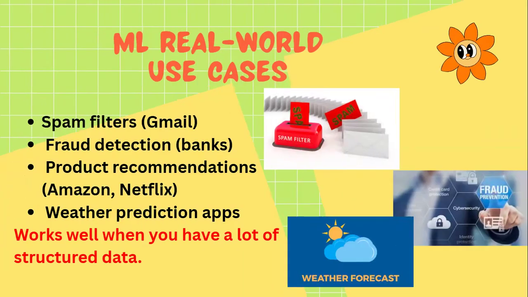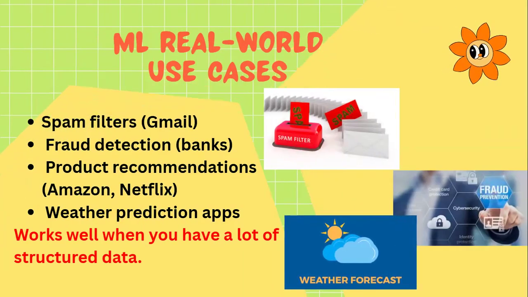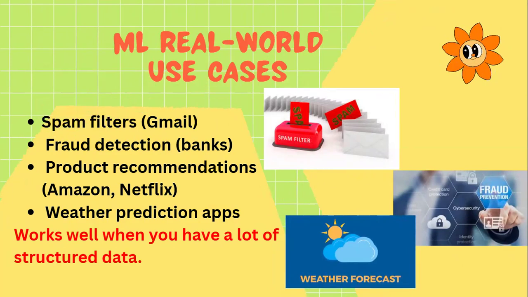Now, what are the machine learning use cases in the real world? First one is a spam filter, like in Gmail, fraud detection in banking systems, product recommendations on Amazon, stock prediction, weather forecasting, and many more. So there are so many examples of machine learning nowadays. All of these happen by feeding the system thousands or millions of examples. So it works well when you have a lot of structured data with you.